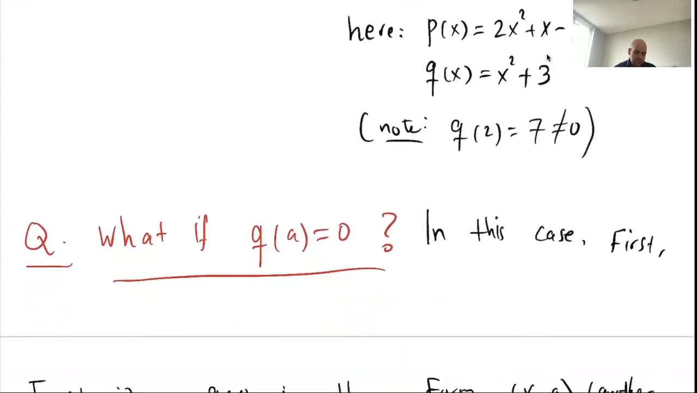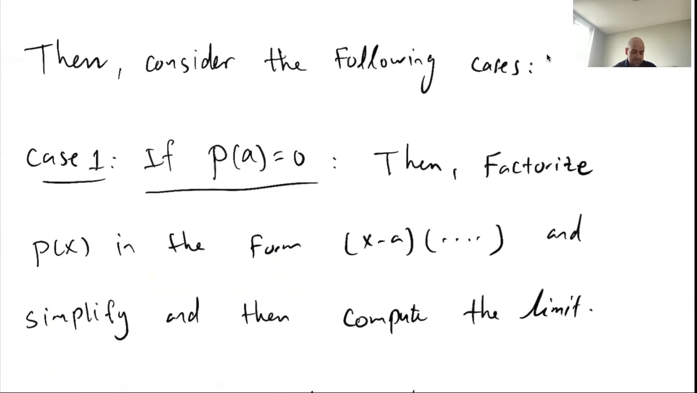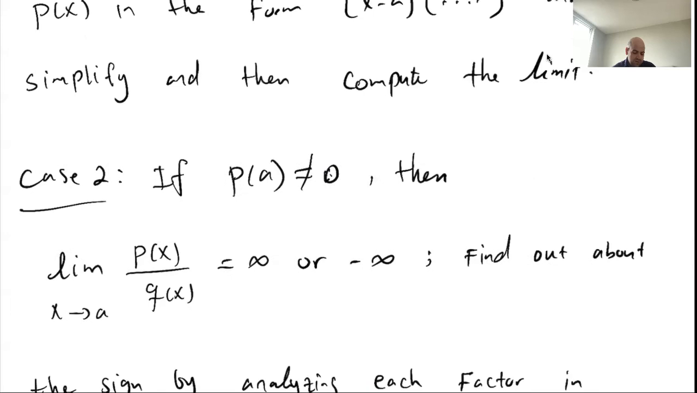But if Q of A is 0, then we have to look at P of A. Is that also 0, or is it non-zero? If P of A is non-zero and Q of A is 0, the answer is infinity or minus infinity. We have to find out about the sign.